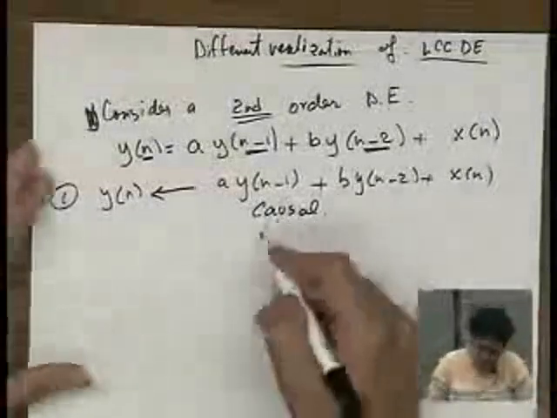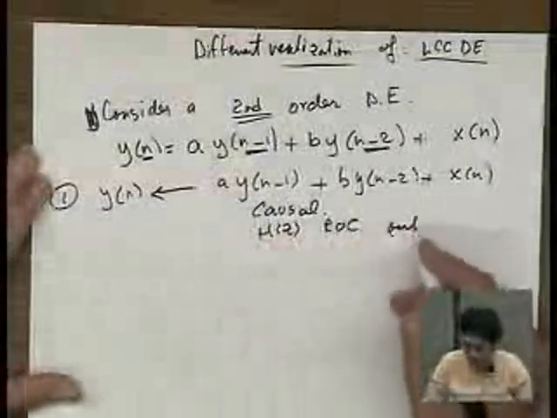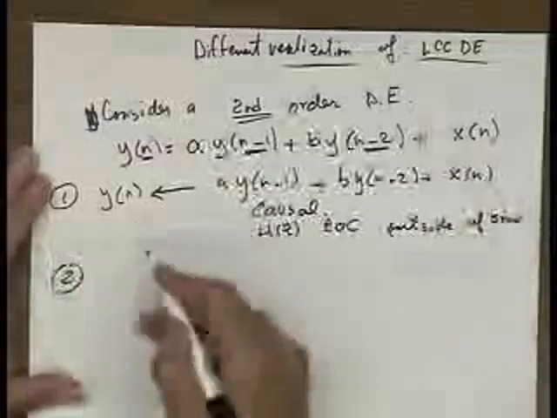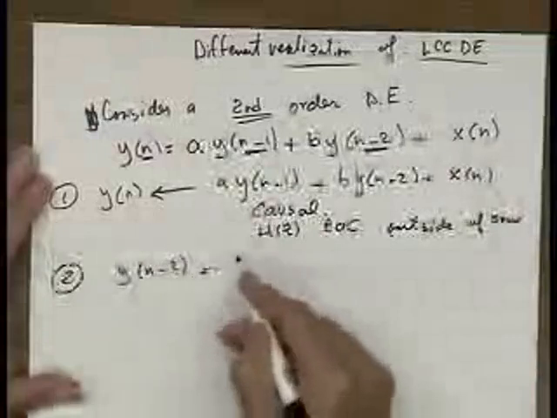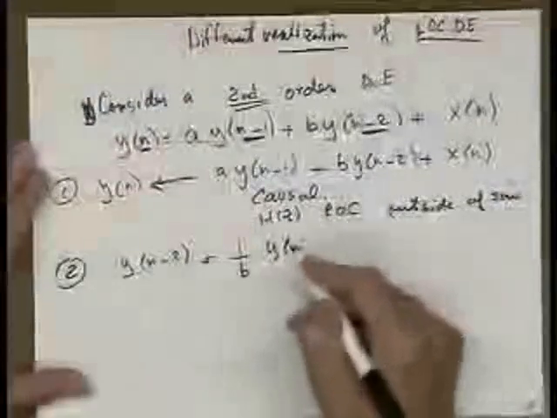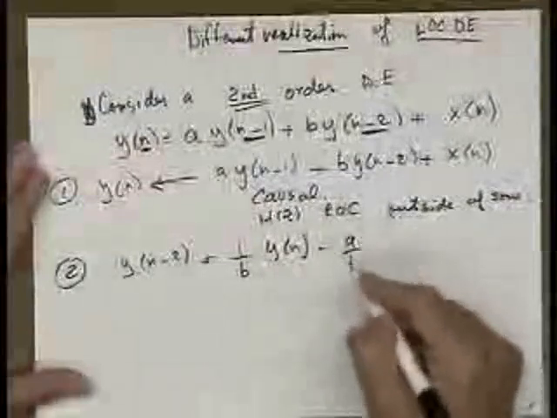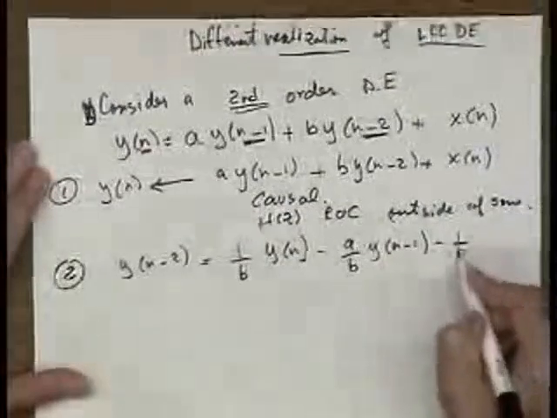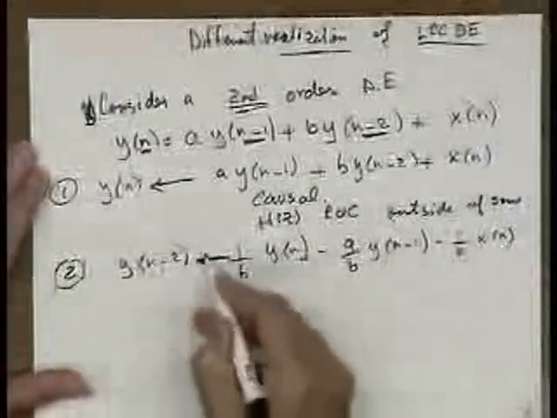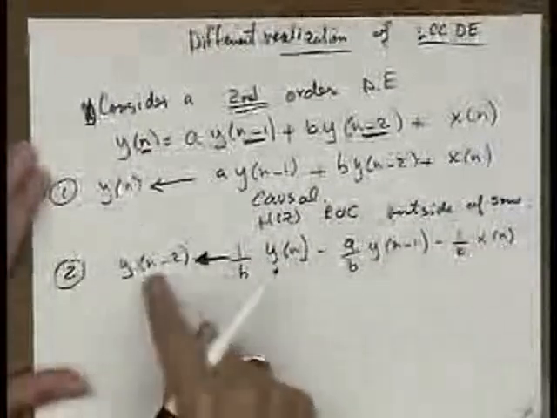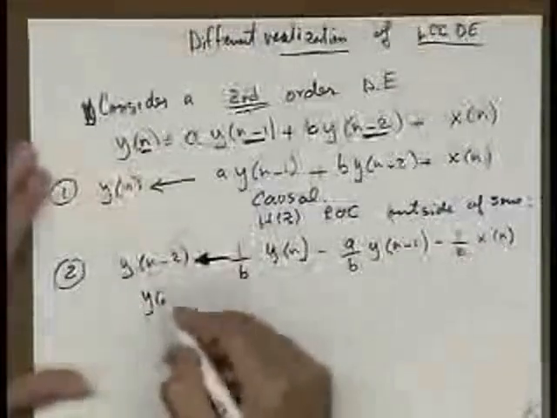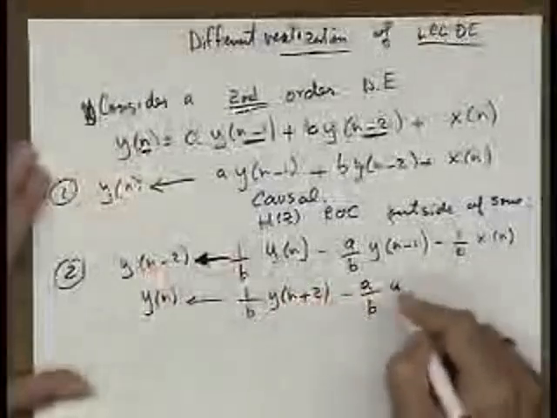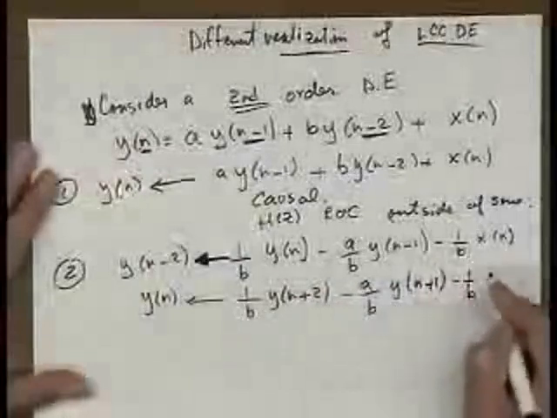Outside of something, right? So if H(z) has ROC outside. Okay, and then implementation number 2 is the other way around. I get y(n-2) equals 1 over b y(n) minus a over b y(n-1) minus 1 over b x(n), and now I put an arrow here. I want to write this side so that it's just y(n), so I add a 2 to all the n indices. So y(n) is 1 over b y(n+2) minus a over b y(n+1) minus 1 over b x(n+2).